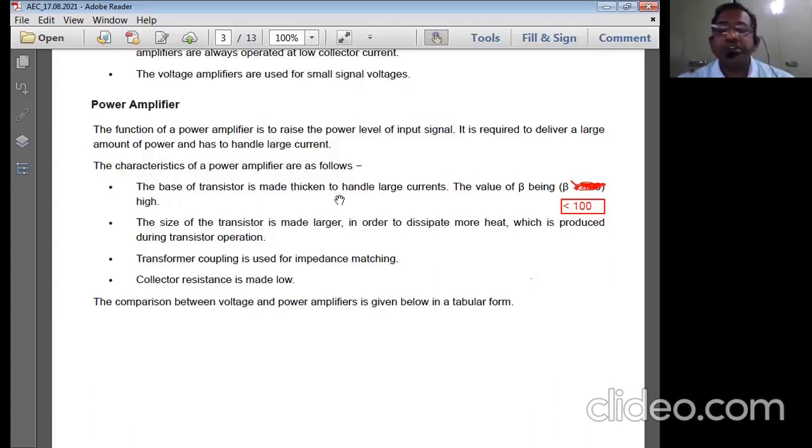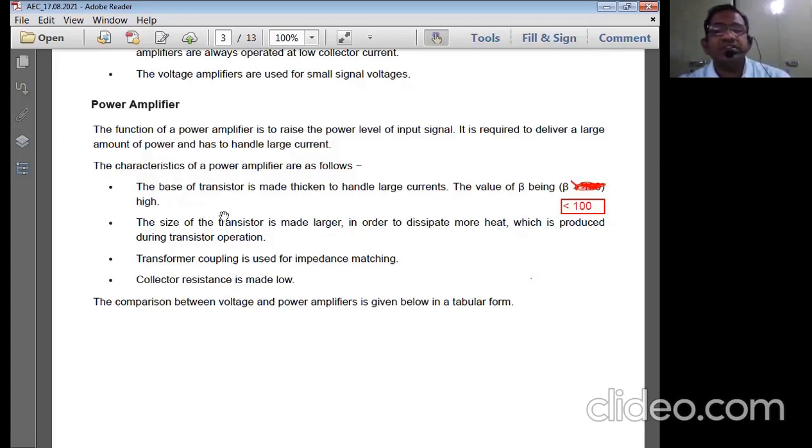Next point is the value of beta is going to be less than 100. So less than 100 is also considered high because it should be greater than 1 and less than 100. That's what we mean by saying beta value less than 100. It is not less than 1. Therefore, it is also going to be a larger value. Anything which is more than 1, we simply consider as a high value of the beta.